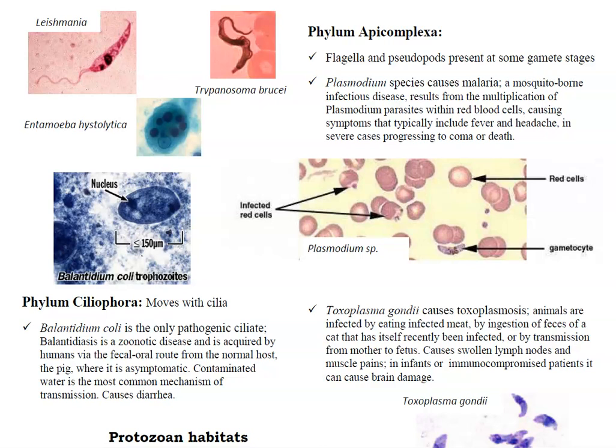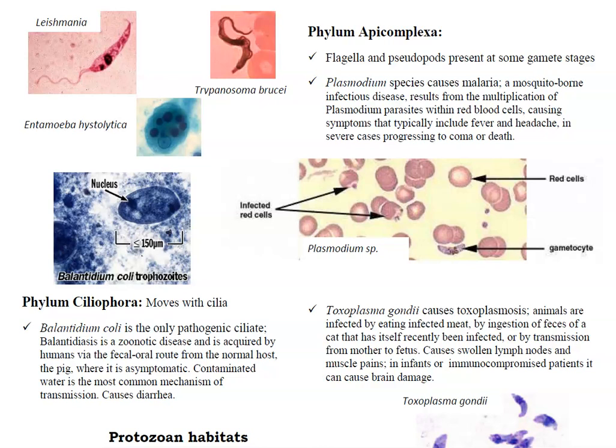Toxoplasma gondii causes toxoplasmosis. Animals are infected by eating infected meat, by ingestion of feces of a cat that has itself recently been infected, or by transmission from mother to fetus. It causes swollen lymph nodes and muscle pains. In infants or in immunocompromised patients, it can cause brain damage.